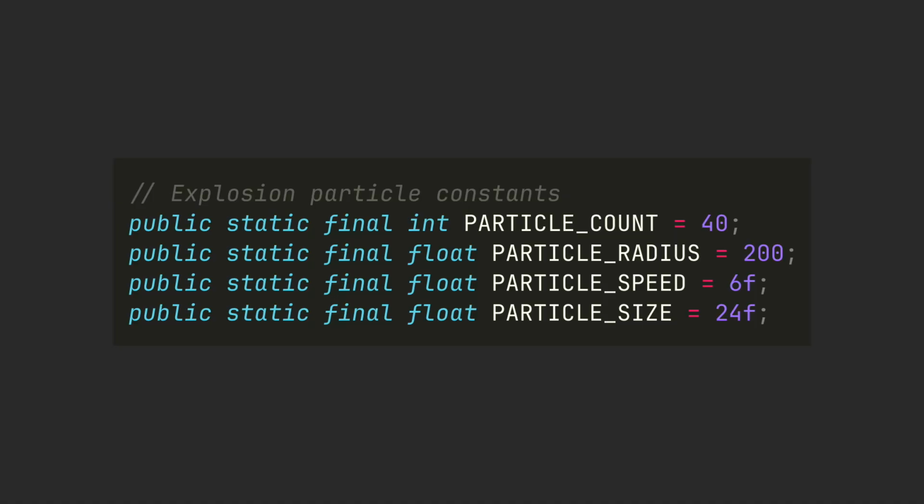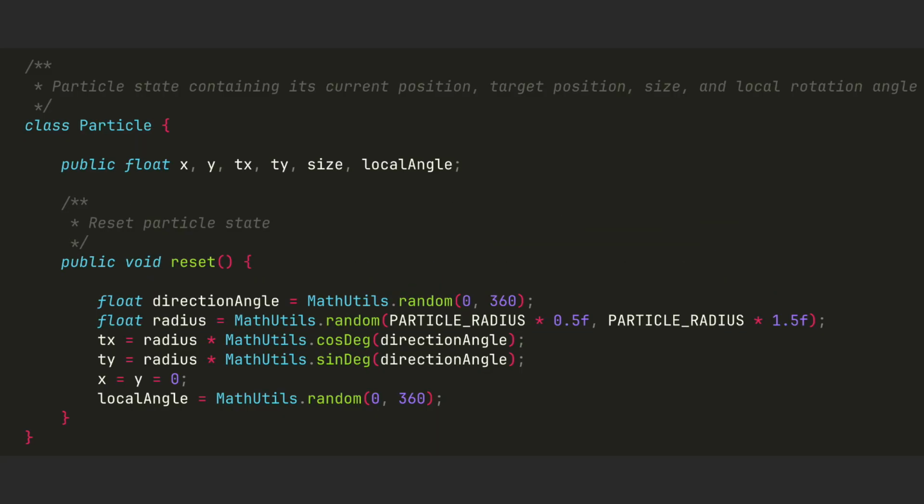In the implementation, we declare a few constants for our particle effect. The particle count is the total number of particles that will be emitted when the effect is triggered. The particle radius is the maximum distance that a particle can travel from the effect center position. The particle speed is how fast a particle can move to its destination. And finally, the particle size specifies the maximum size of each particle. This particle class includes all the details which are discussed above. This reset method calculates the particle target position using trigonometry with some random values for direction, angle, and radius.